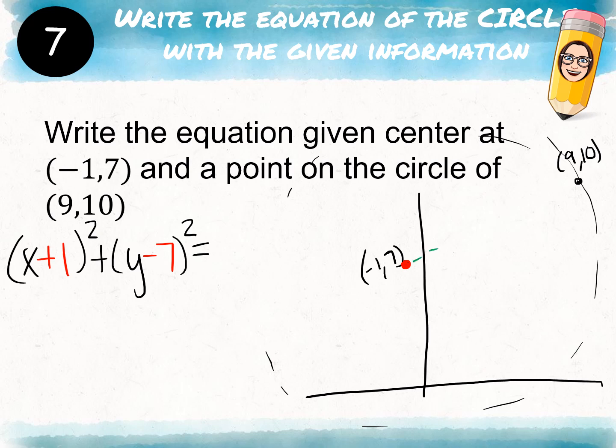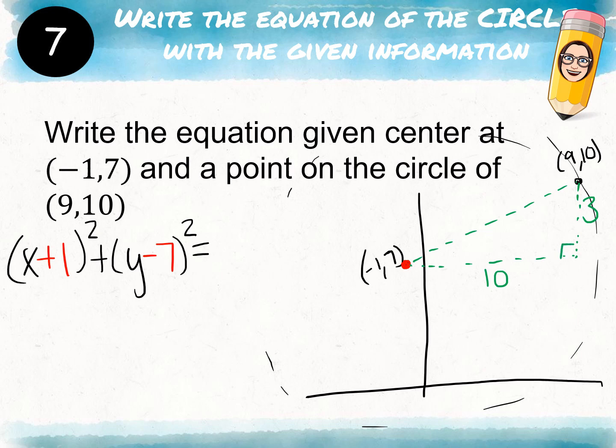My radius is a slanted distance. You have several options. First option, distance formula. If you memorize that from geometry, then use that prior knowledge. Second option, create a right triangle. If I create a right triangle, the distance between my x's, so count -1 to 9, is a distance of 10. Count your y distance. The change between my y's is 3.